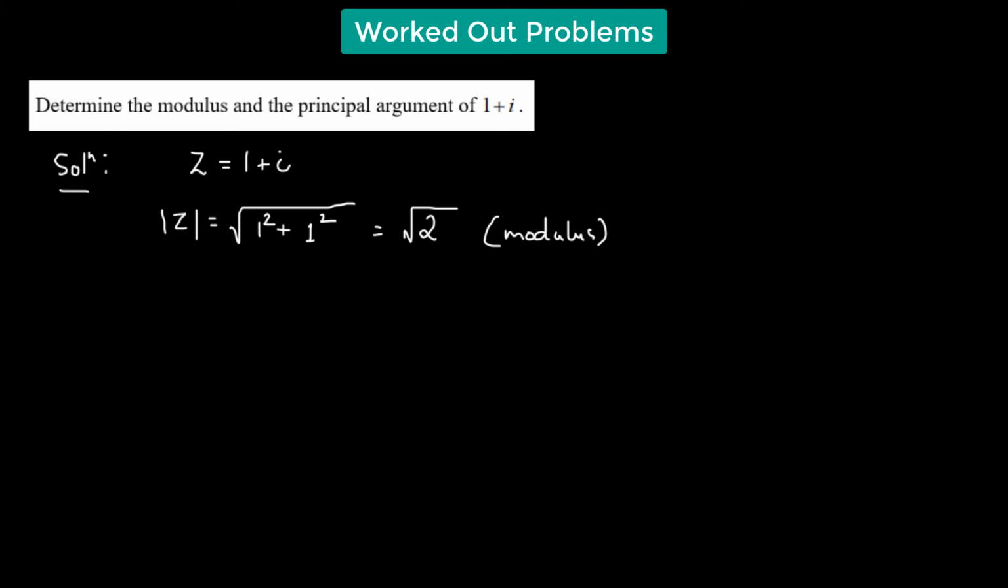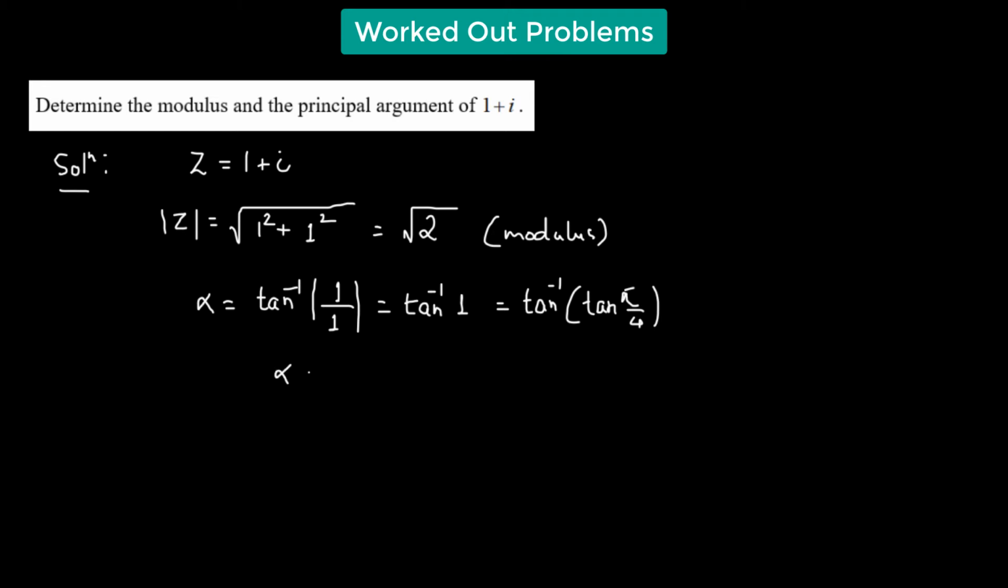Then we have to find out the principal argument. Before finding the principal argument, which is theta, we'll figure out the value of alpha. So alpha is going to be equal to tan inverse of the absolute value of the imaginary part, which is 1, divided by the real part, which is 1. And that gives us tan inverse of 1. And we know the tangent of 45 degrees, that is pi by 4, is equal to 1.